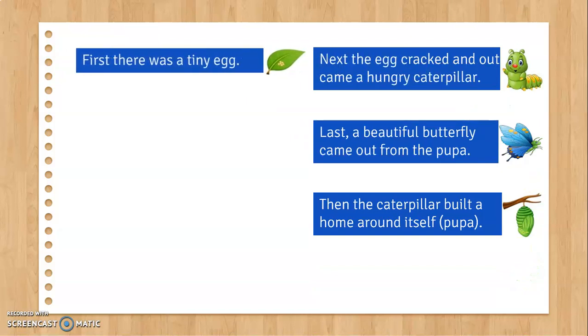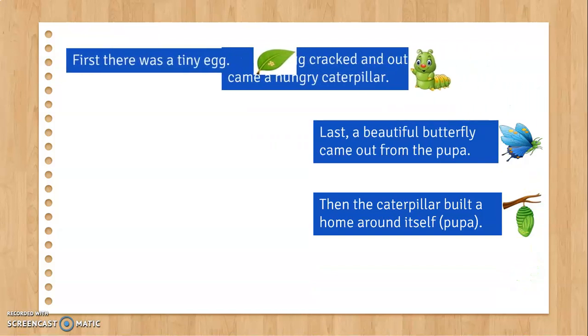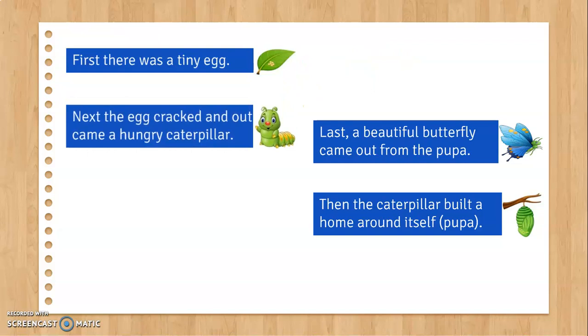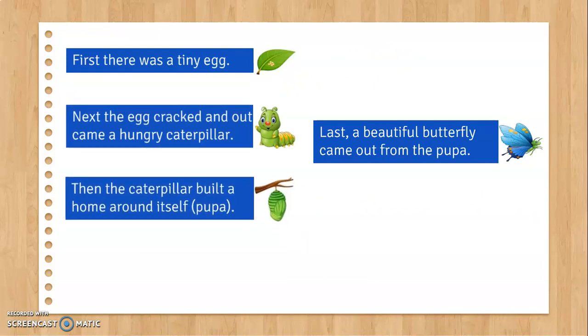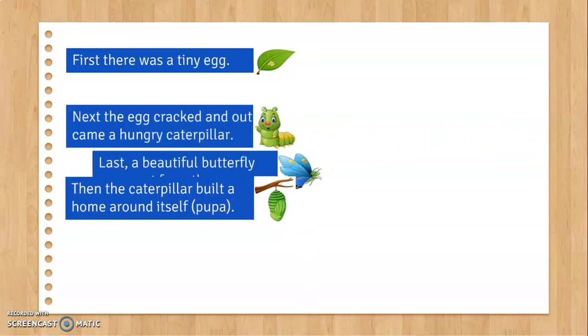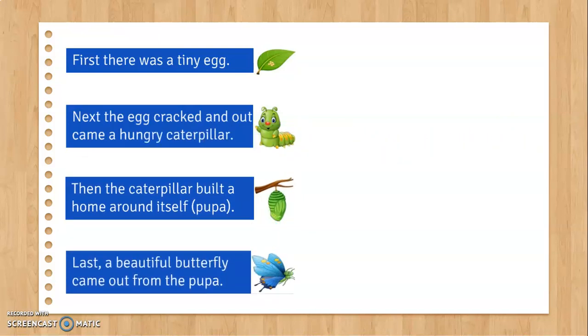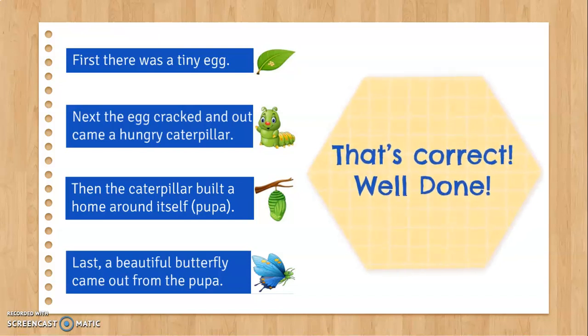Okay, now let's rearrange these sentences. First, there was a tiny egg. Next, a caterpillar came out. Then, it built a house called the pupa. And last, the butterfly came out of the pupa. That's correct. Well done.